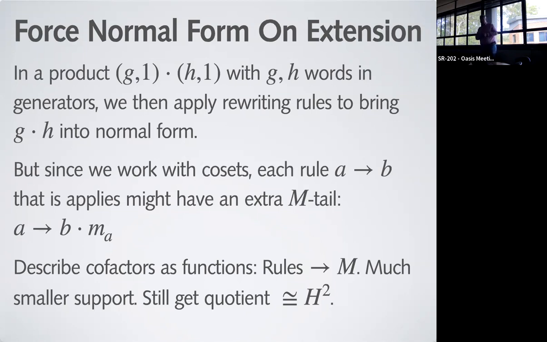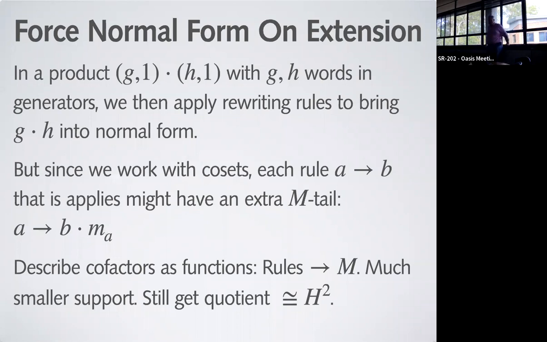Yeah, so how does this help me for the extension? If I have a product of two representatives for factor group elements, I now can assume that the factor group elements are written as words in generators. So if I want to form this product, I now just have to take the product G times H as words in generators and bring it into normal form. But we are working with cosets, so now each rule A goes to B that is an identity in the factor group gets an extra tail, an extra element of the normal subgroup.